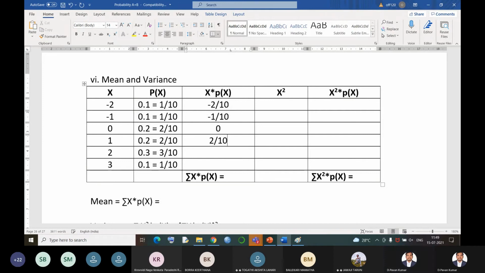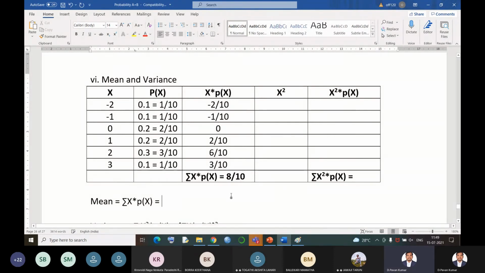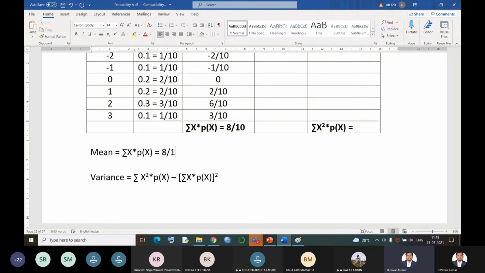Next is 2/10. 2 into 3/10 is 6/10. And the last value is 3 into 1/10, which is 3/10. Now simply adding these values, taking the LCM, -2, -1, -3 and +3 get cancelled, and the remaining value would be 2 plus 6, which is 8/10. 8/10 means how much here? It is simply 8 divided by 10, which is 0.8. The mean of the given distribution is 0.8.